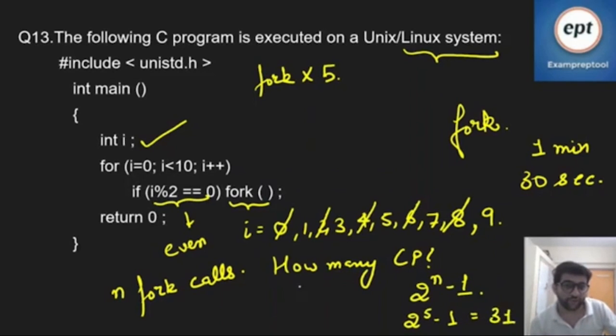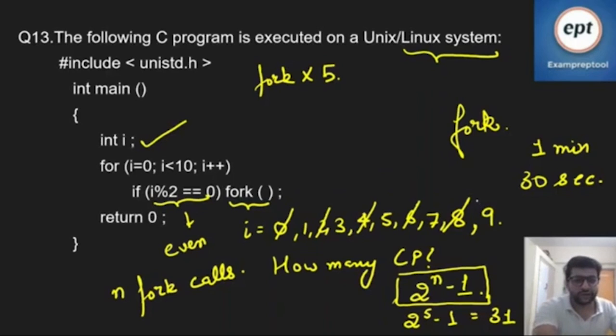And if the question was how many processes will be there, including the parent process, then it will be equal to 32, right? So just remember this formula. Just remember the formula for the number of child processes, right? And we can solve this problem easily in 30 seconds. Okay. So let's move on to the next question.